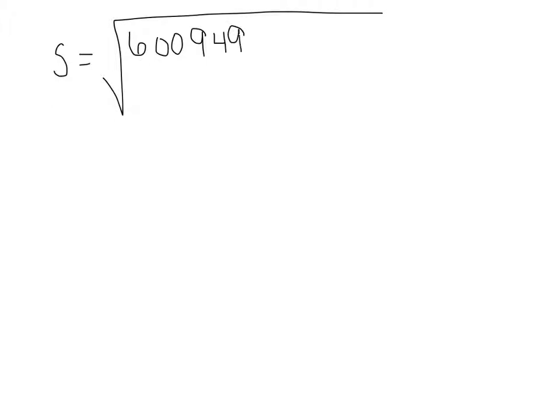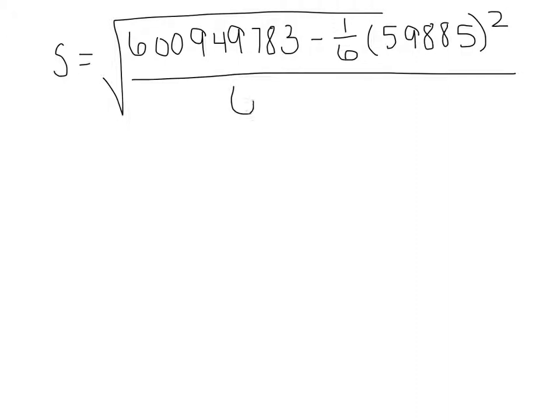So here we go. S is going to be the square root of 600,949,783 minus 1 over 6 times 59885 squared. And then remember, you divide by n minus 1, which is 5, or 6 minus 1. You type all that into the calculator really carefully. I got 805.925. Okay, so I believe we now have everything we need in order to calculate our confidence interval.